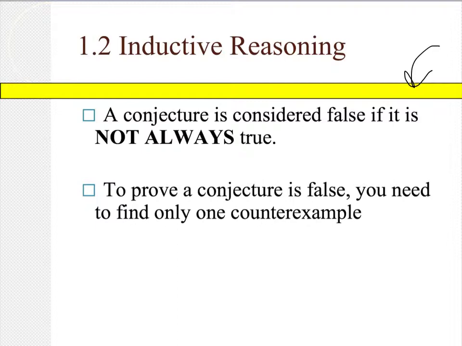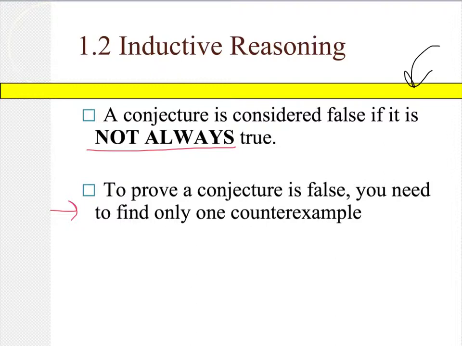Okay, a conjecture is considered false if it is not always true. So if you look at a conjecture and it is true 99 times out of 100, it is almost always true, but it is still false. If you can find one counterexample, you prove the entire conjecture false, as you can see in that next note. One counterexample proves the entire thing false.